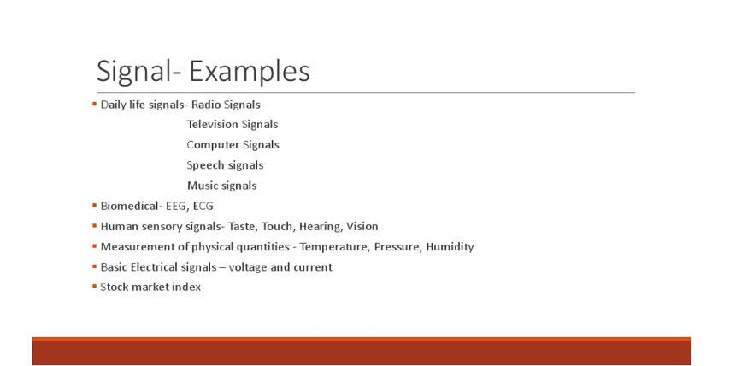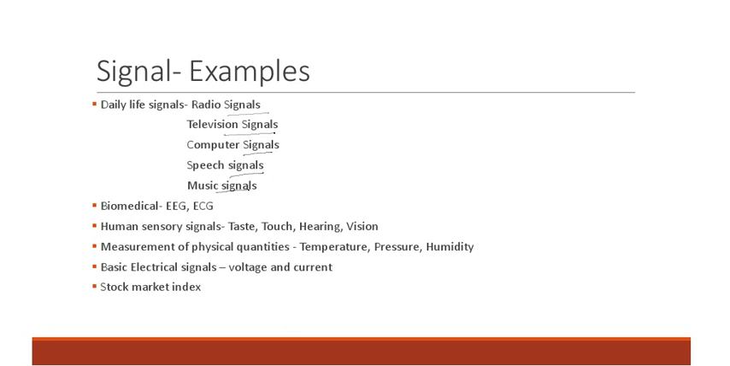Let us look at the daily life signals. So we are all surrounded with radio signals. It includes AM signal, FM signal. We have television signals. We have computer signals, speech signal. We have music signal. All these are examples of signals.